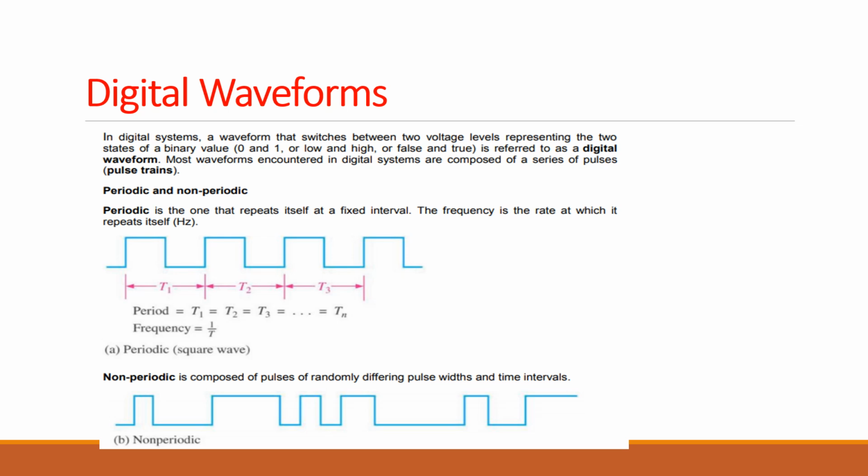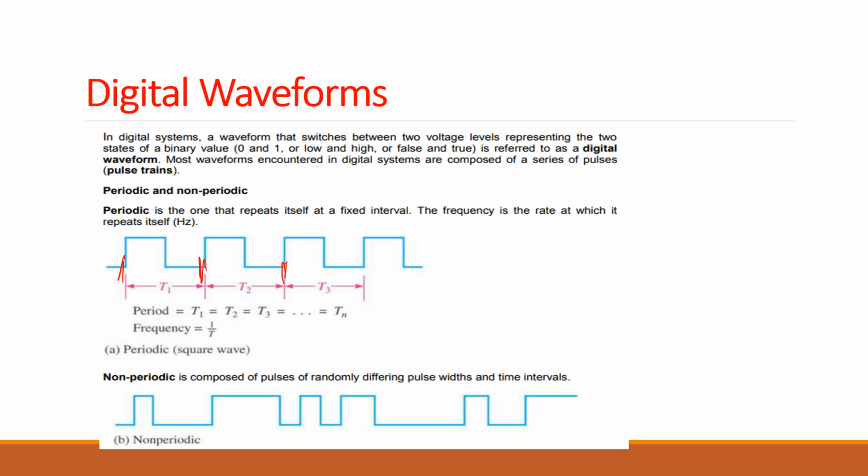Digital systems are composed of a series of pulses. You can see these pulses. We can have digital waves either as periodic or non-periodic. In a periodic wave, you can see it has a repeating curve, repeating from here to here. It is one that repeats itself at fixed intervals. The frequency is the rate at which it is repeating, so how fast it is repeating. Frequency is per second, or hertz.